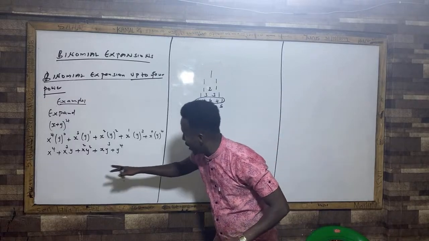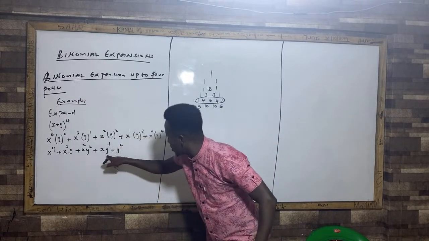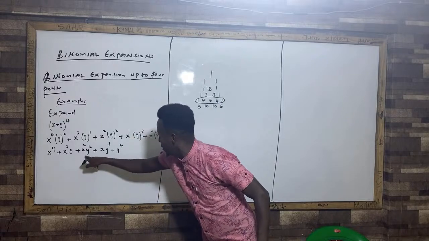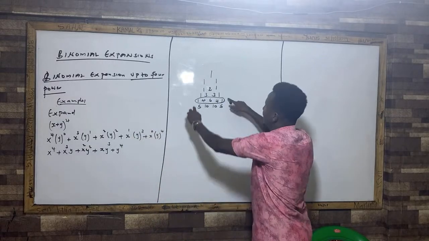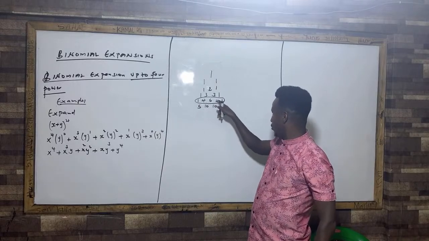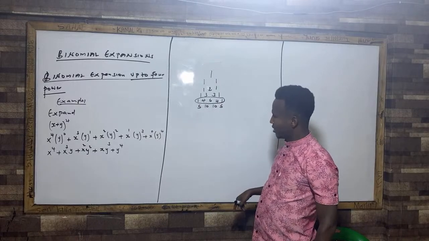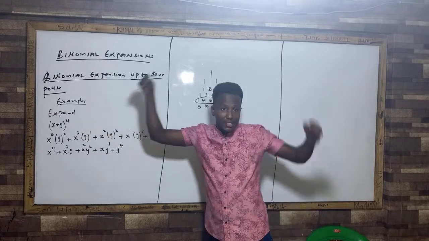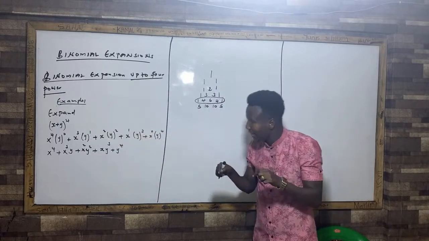And remember, we have here 1, 2, 3, 4, 5. Then you must have 5 numbers. Look at this one: 1, 2, 3, 4, 5. Why am I taking these ones? Because the power is 4. Just ask yourself, where will I get these 4?